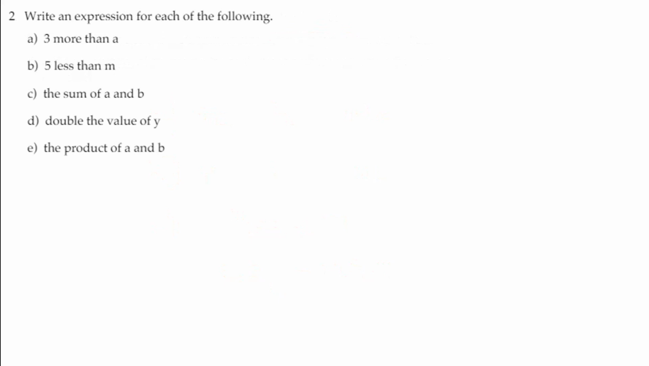Let's look at another question, hey? Write an expression for each of the following. Sure, can do. 3 more than a. Well, if it's 3 more than a, we must have started with a, and then we came along and added 3 more. There you go. That's all there is to it. 5 less than m. All right, we started with m, and we took away 5 to get 5 less than m. The sum, sum says addition, a and b, so okay, we are adding a and b. Double the value of y, 2 times y. No problem, 2 times y. But remember, we don't write the multiplication symbol, so we just write 2y, which means 2 times y. We just don't write the times.